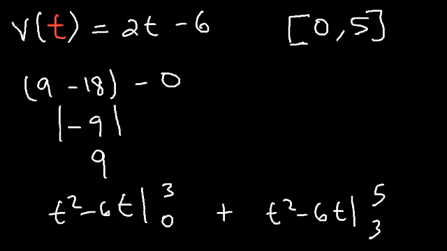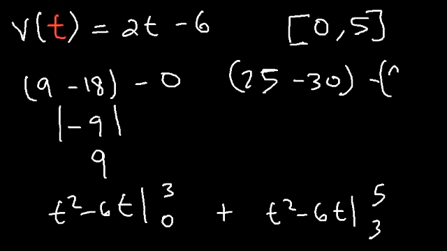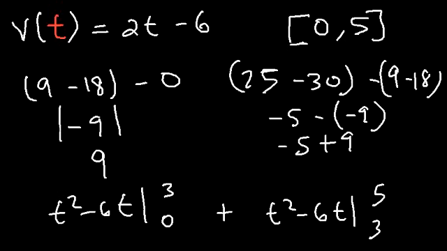Now for the next 2 seconds, if we plug in 5 squared is 25, 6 times 5 is 30, and then minus 3 squared is 9, 6 times 3 is 18. 25 minus 30 is negative 5. 9 minus 18 is negative 9. So this is negative 5 plus 9, which is 4. So the total distance is 9 plus 4, which is 13.